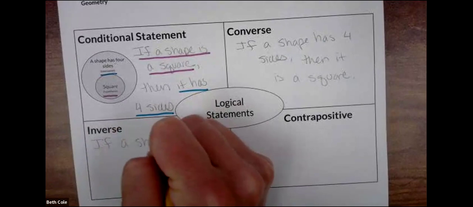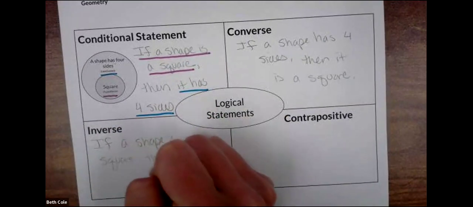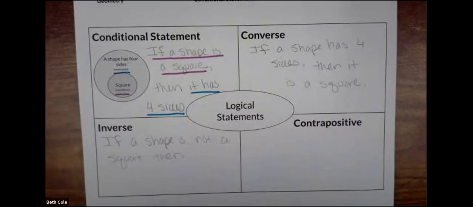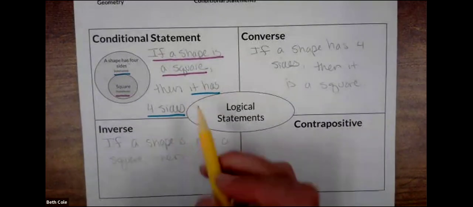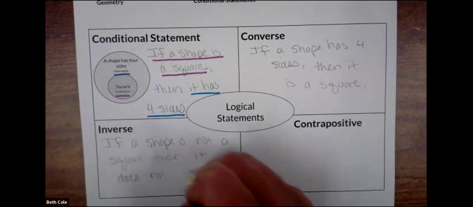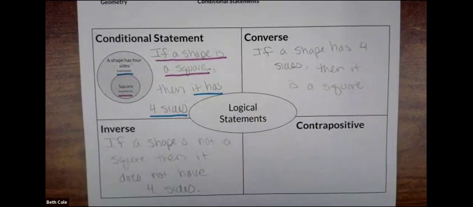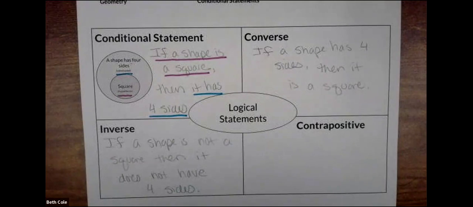If a shape is not a square, then, and the blue part still stays second, we're just going to negate it. So instead of it has four sides, then it does not have four sides. Cool. So you're just putting the word not in there. Or if the word not is already in there, you take it out. It's negated. You just do the opposite of what's there.